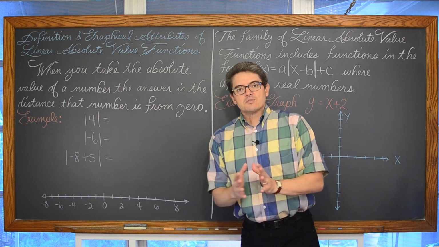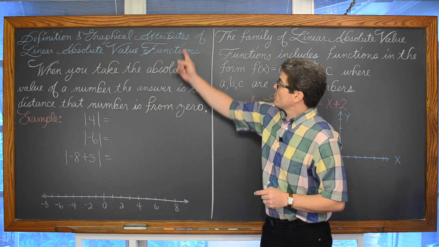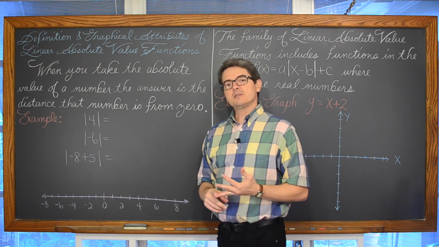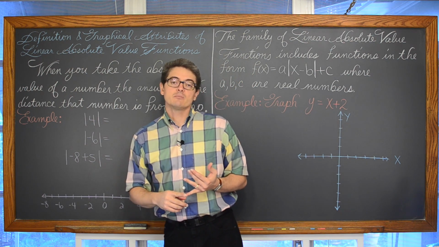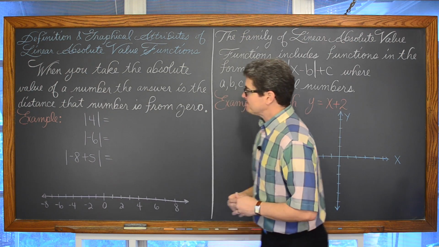And once the graphs are set up, specifically the second and third example, we're going to be looking at those graphical attributes. Where's the function increasing and decreasing? Are there any absolute max or mins? What's the domain and range and such like that?